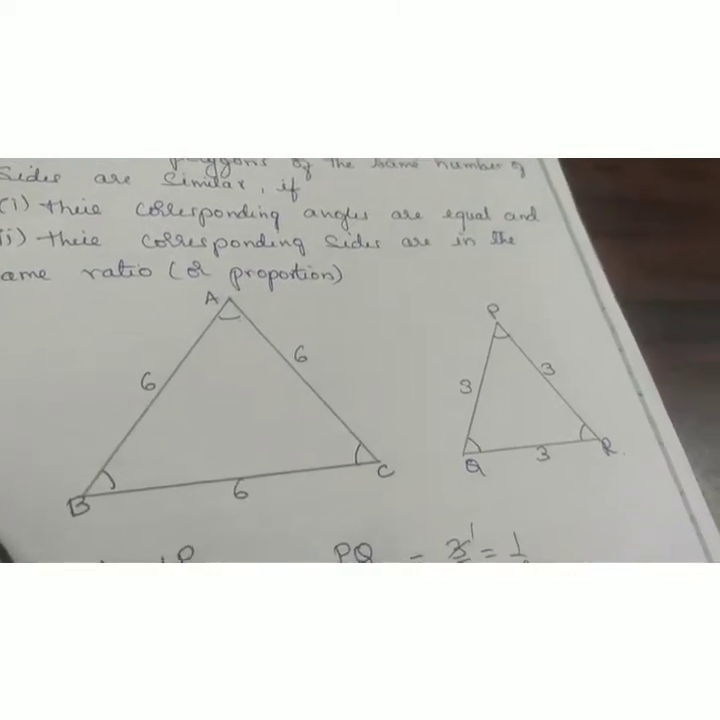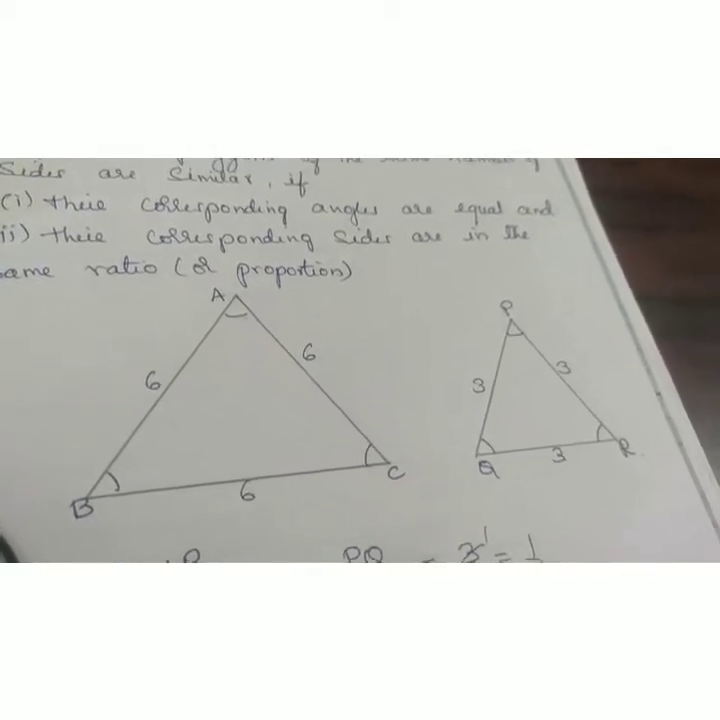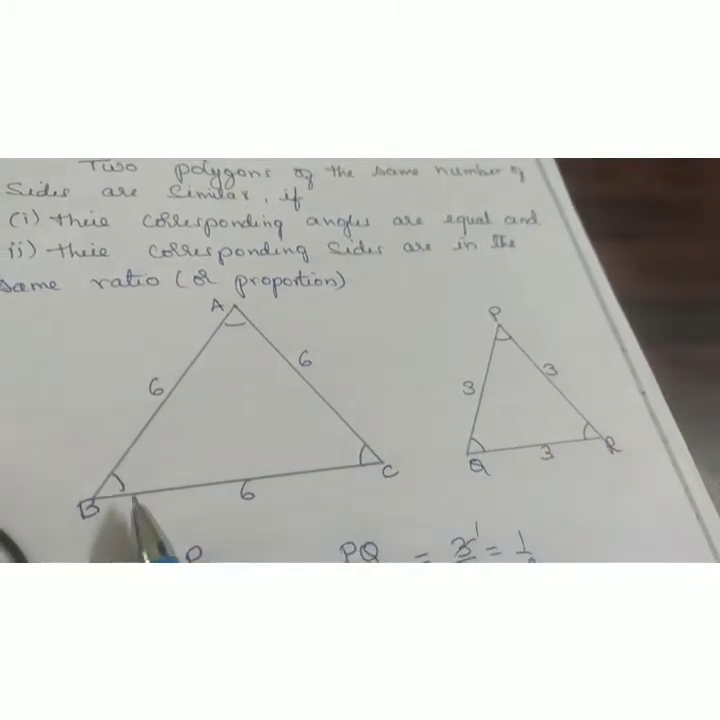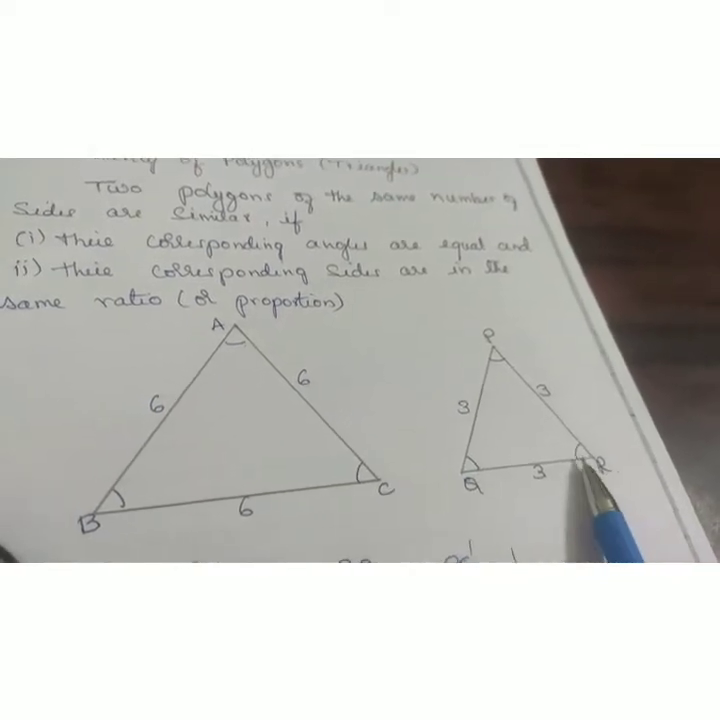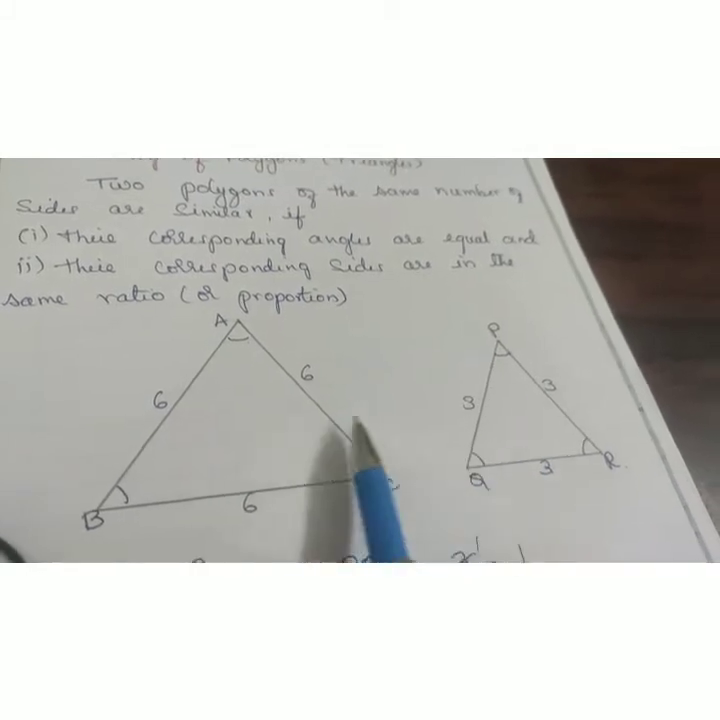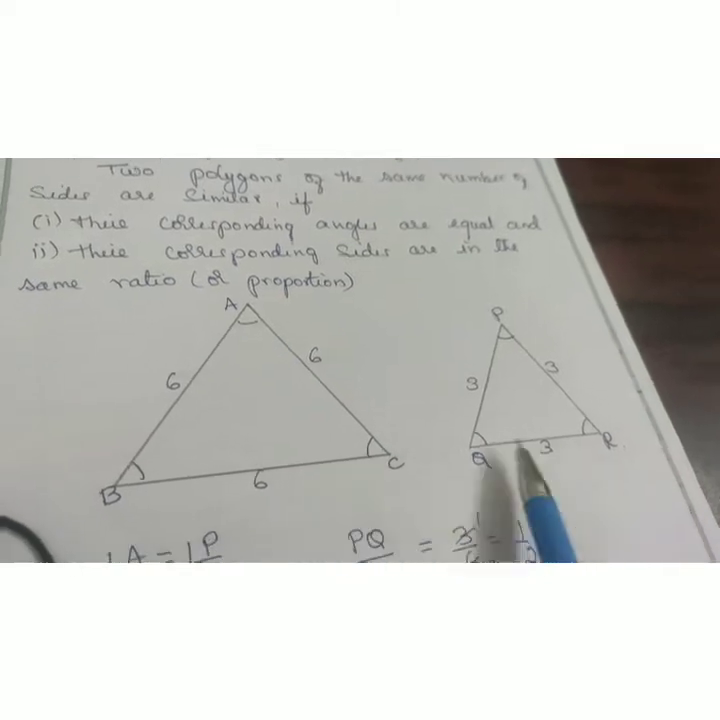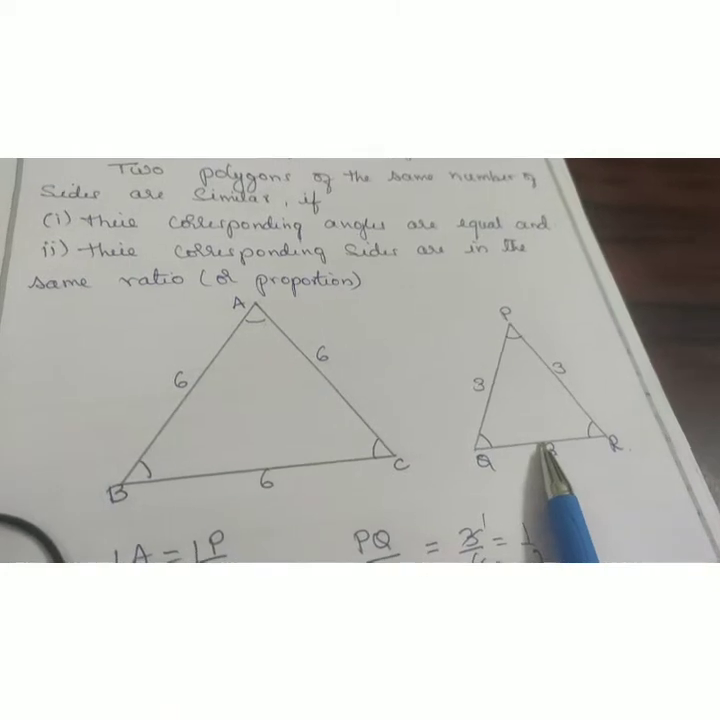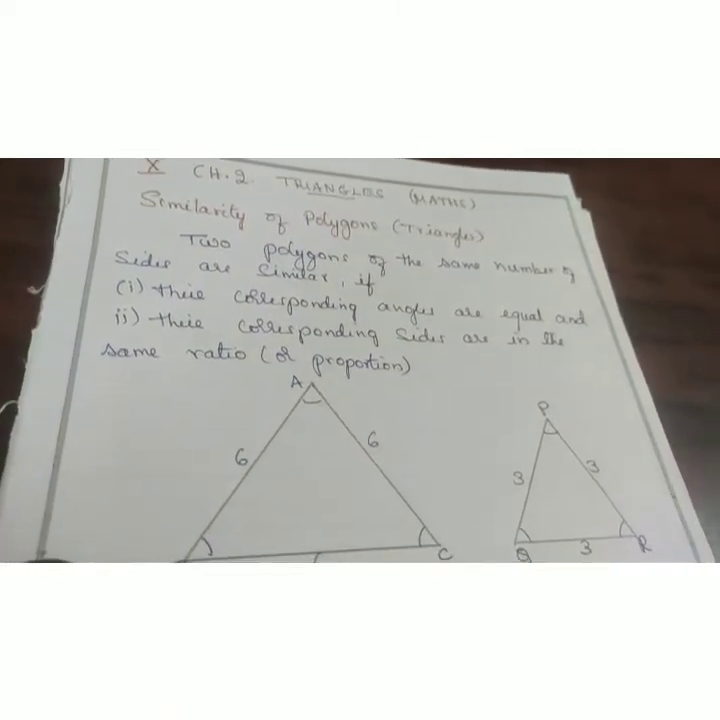So similar triangles, what are the conditions? The corresponding angles must be equal. Corresponding angle for angle A is angle P. The corresponding angle for angle B is Q. For angle C, the corresponding angle is R. So the corresponding angles must be equal and the sides must be in the same ratio. Then only we can call these two similar. Here, triangle ABC is similar to triangle PQR. Okay, so this is how we define similarity of polygons.